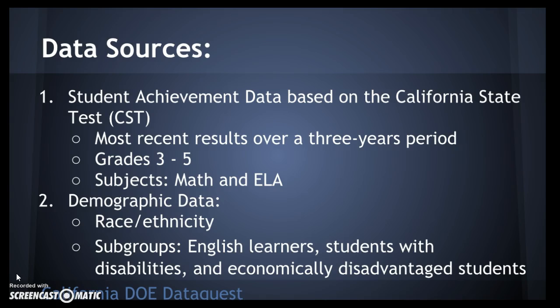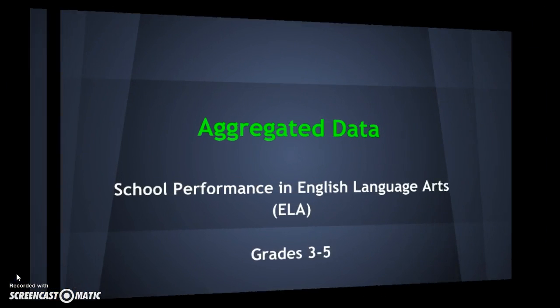We're going to focus on grades 3 to 5, and we're going to use data from mathematics and English language arts. Another data source that we'll be using is the demographic data. So we will be looking at subgroups based on race and ethnicity, English learners, students with disabilities, and those who are economically disadvantaged. All this data was retrieved from the California Department of Education DataQuest, and it's readily available for your reference if you would like.